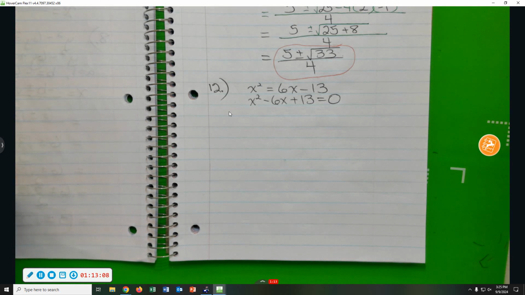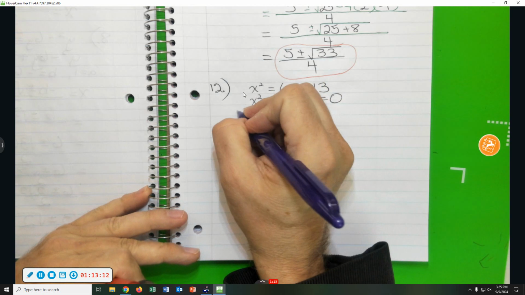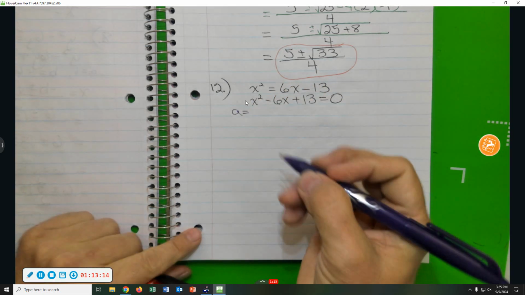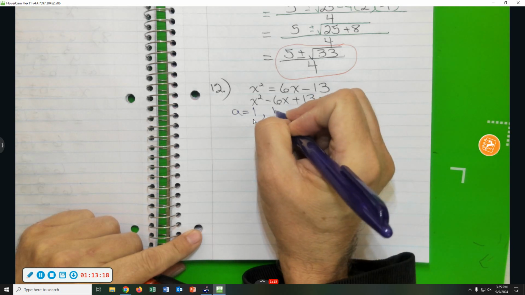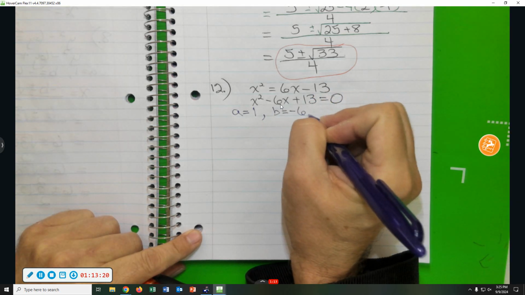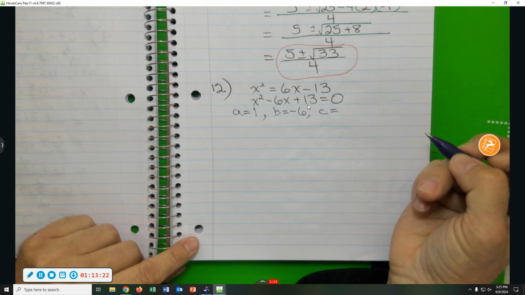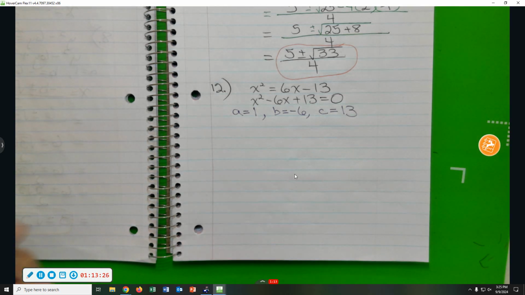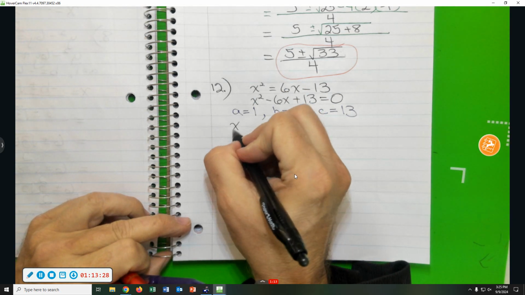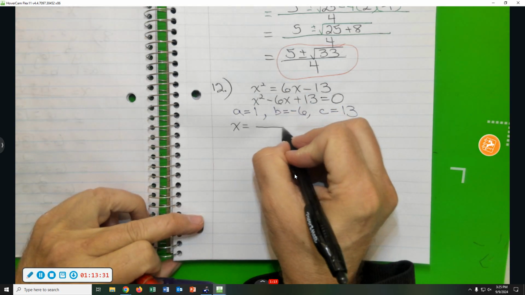Let's identify A, B, and C. What's A? 1, the coefficient of x squared. What's B? Negative 6. What's C? 13. And don't forget, let's write down that quadratic formula.